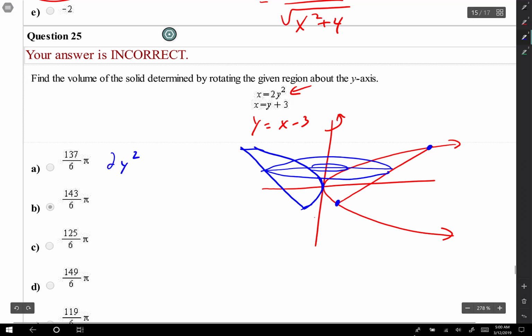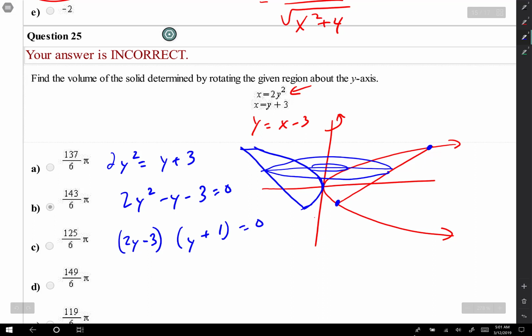So 2y squared equals y plus 3. Move everything to the left. 2y squared minus y minus 3 equals 0. Let's see. 2y and y. And the 3 is going to have to go here and here. Let's make sure that everything works. 2y times 1 is 2y. 3 times y is going to be positive. Let me make sure everything's correct. 2y squared plus 2y minus 3y minus 3. Yep. So y equals negative 1. y equals 3 over 2.